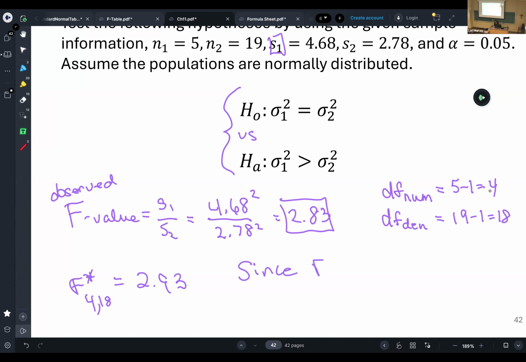F is not greater than F star, right? It's not. What's our conclusion? Remember, the method is really important, and the conclusion. What do we conclude? Is there a difference between the two variances? No. No statistical difference.